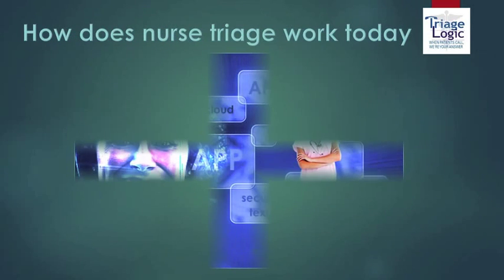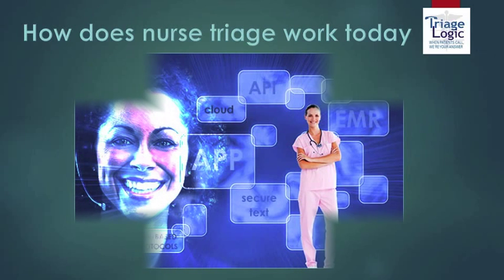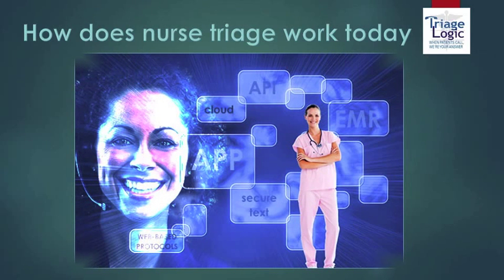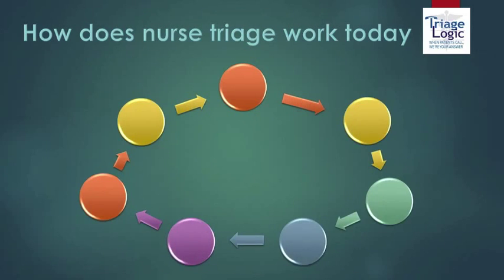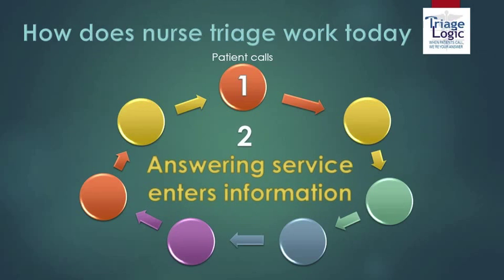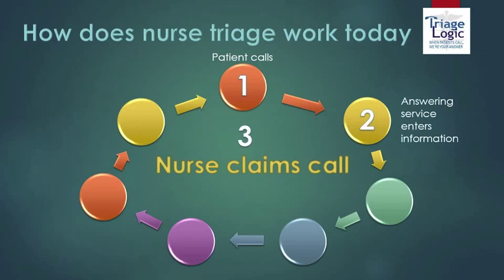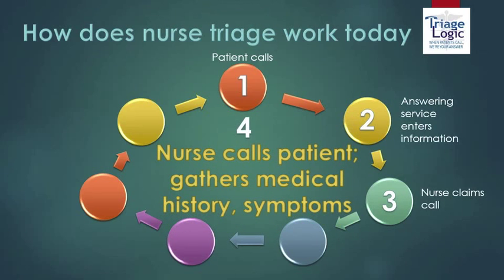Nurse triage is much more efficient today thanks to the advanced technology. Let's walk through the steps of a typical triage call. First, the patient makes the initial call to either their physician's office or calls the designated triage line number. An answering service enters the information directly into the triage software, where a nurse can claim the call and with the click of a button calls the patient back directly.